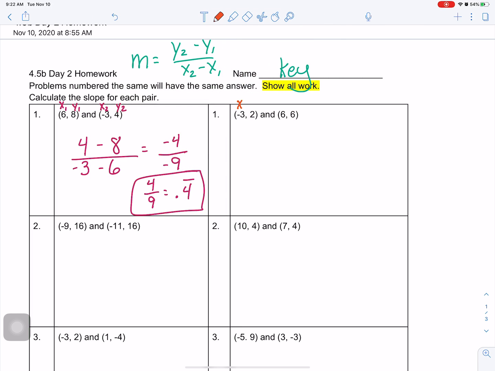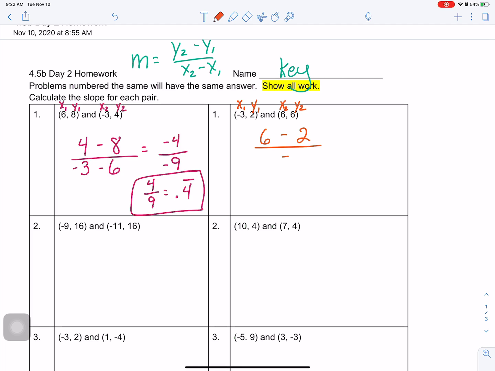So I'm going to label my x1, y1, x2, y2, and then just put them into my equation to substitute. So the first part is asking for y2, and y2 is 6. The next thing says y1, and y1, oh, I totally messed that up. Sorry, hopefully you were yelling at me for that one. Y1 would be this 2.